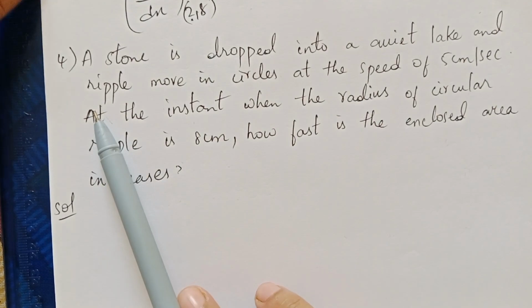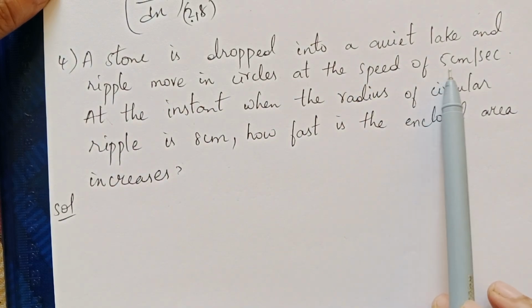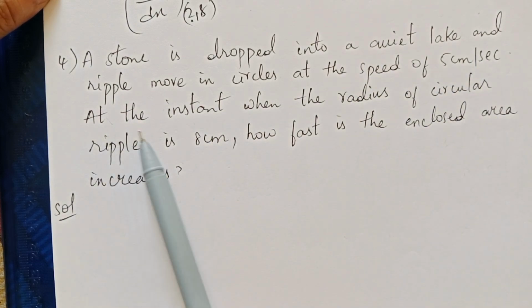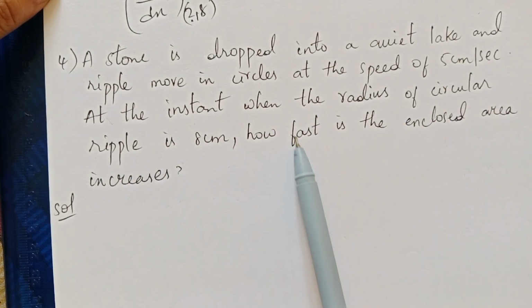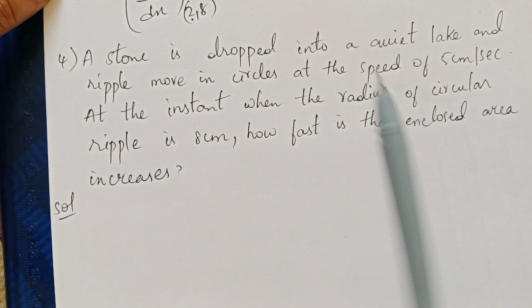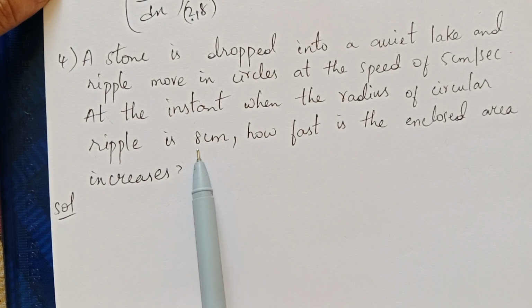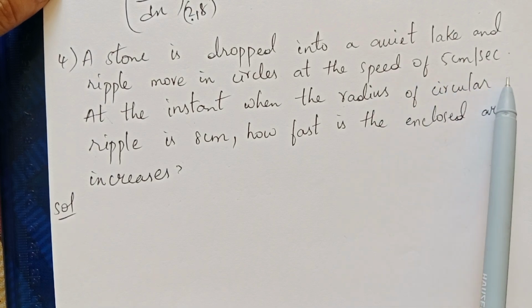Next question is, a stone is dropped into a quiet lake and ripples move in circles at a speed of 5 centimeter per second. At the instant when the radius of the circular ripple is 8 centimeter, how fast is the area enclosed increasing? So here we have to find the area of the ripples, which is in the shape of a circle. So we have to find the area of a circle when the radius is 8 centimeters and the radius is increasing at a speed of 5 centimeter per second.